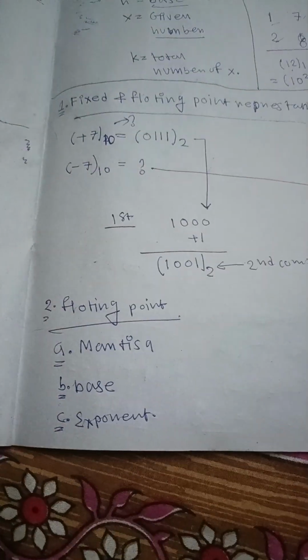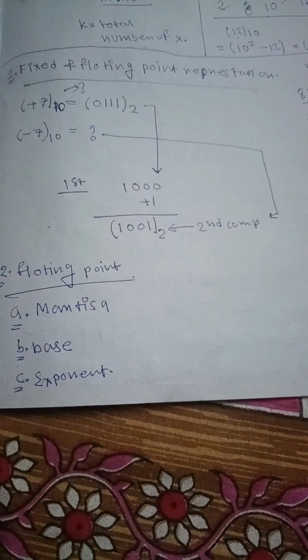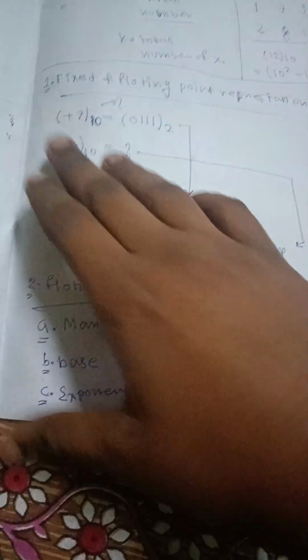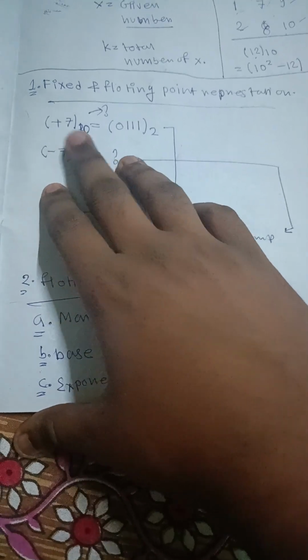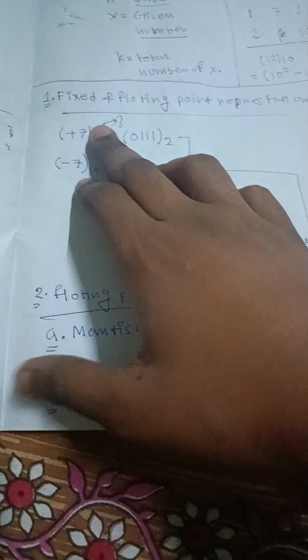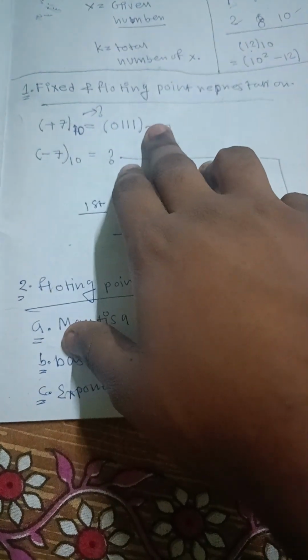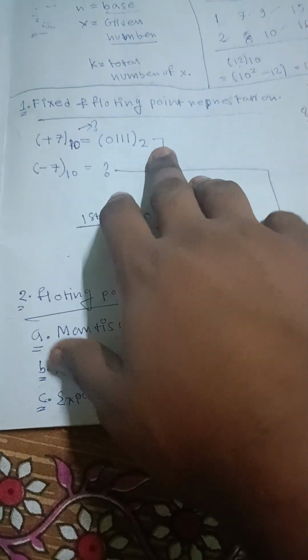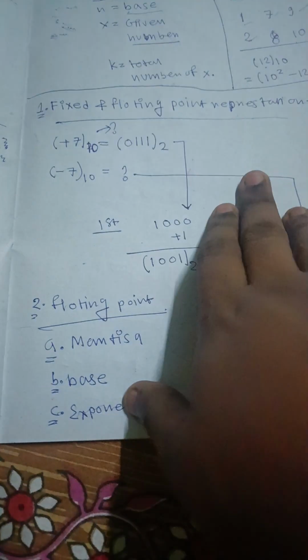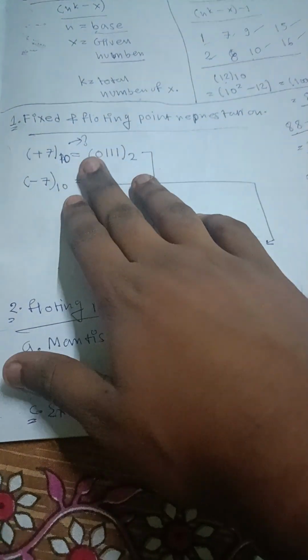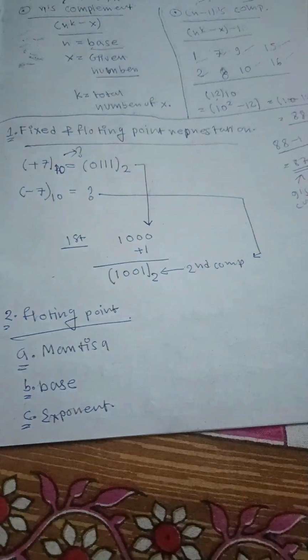There are two representations: one is fixed point representation, another is floating point representation. So let's start. If we are given a basic number, like here I have taken 7, it is in decimal, so we have to convert it into binary format. Like in the previous lecture, we have seen how we can convert it. It is converted into 0111.